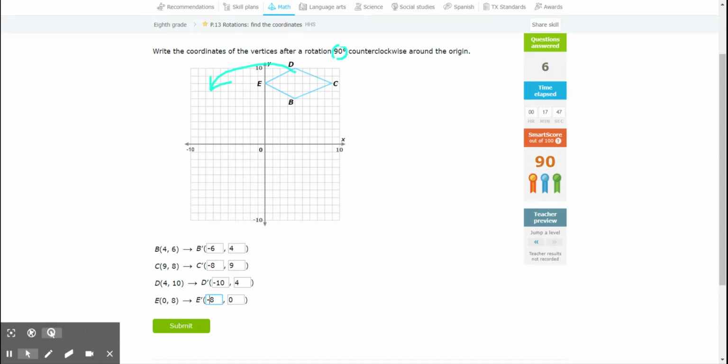I already know it's right, but I am going to plot it just to make sure that it looks right. And so I've got -6, 1, 2, 3, 4, 5, 6, +4, 1, 2, 3, 4. And that should be B prime. I've got -8, that's at -6, so -8 is there. 9, 1, 2, 3, 4, 5, 6, 7, 8, 9. And that's going to be C prime. I have -10, 1, 2, 3, 4, and that's going to be D prime.